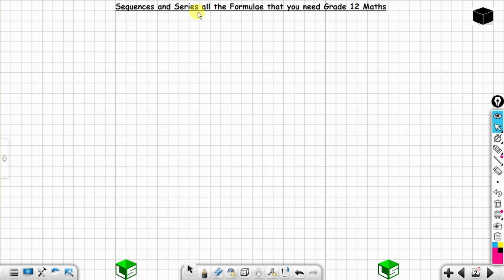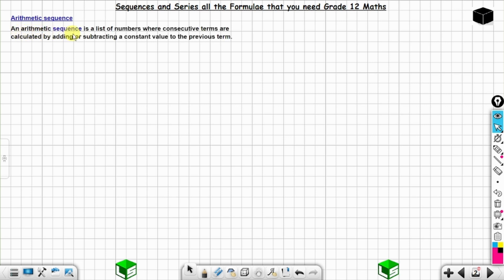Sequences and series, all the formulae that you need. Okay, arithmetic sequence. An arithmetic sequence is a list of numbers where consecutive terms are calculated by adding or subtracting a constant value to the previous term. We call this constant value the common difference.